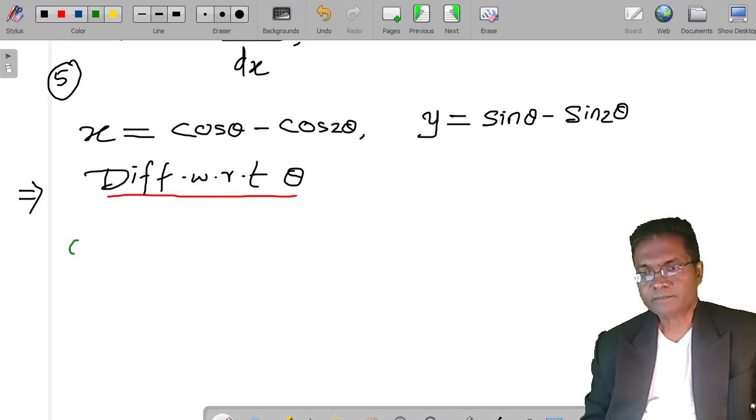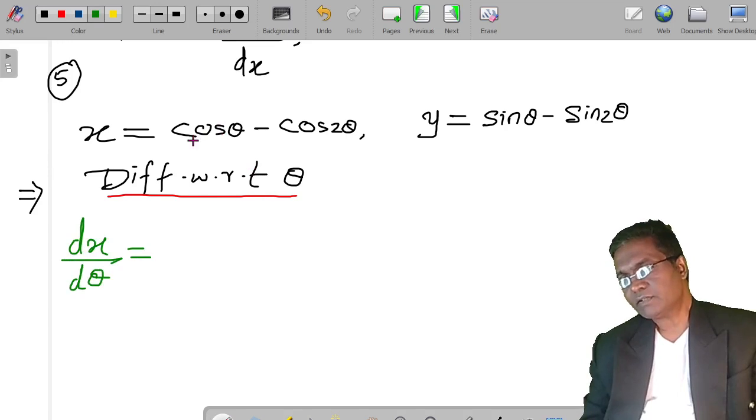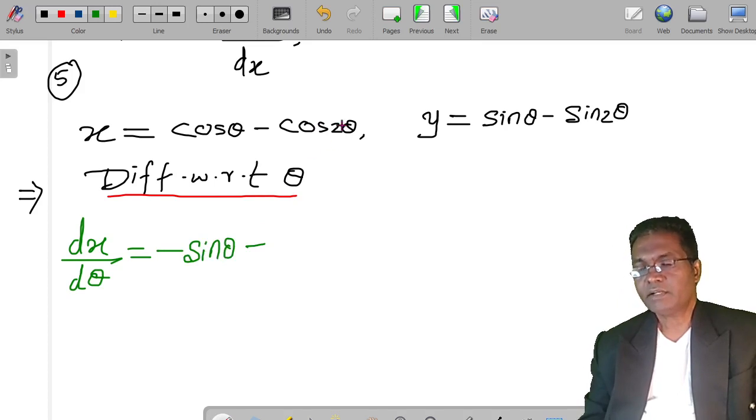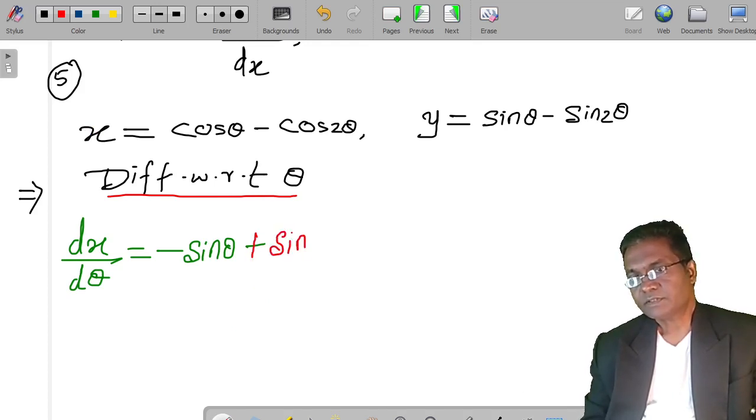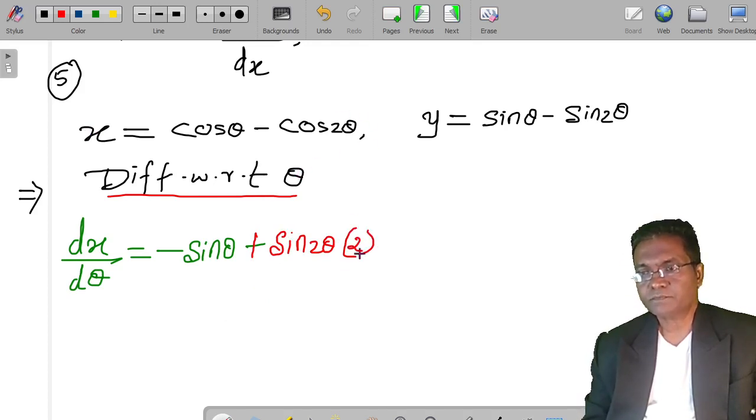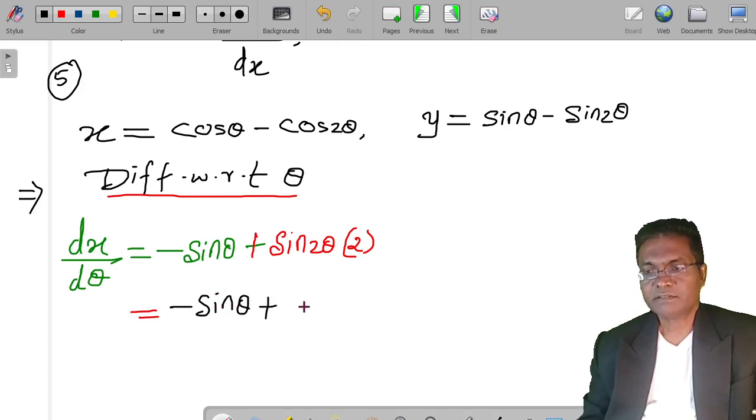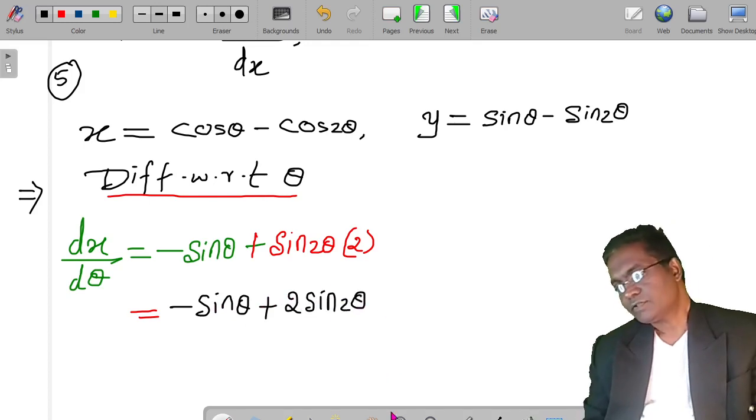So what will we get? dx by d theta is equal to the derivative of cos, which is minus sin. Again the derivative of cos is minus sin, so minus of minus becomes plus sin 2 theta into the derivative of 2 theta with respect to theta, which is 2. So you can write it as minus sin theta plus 2 sin 2 theta.